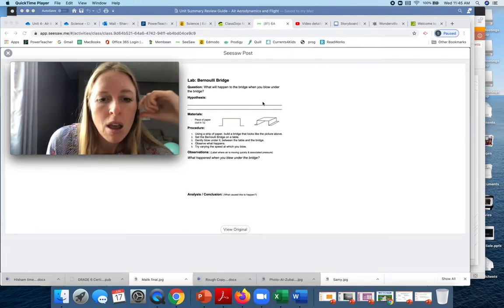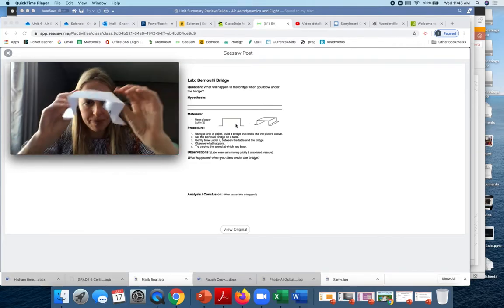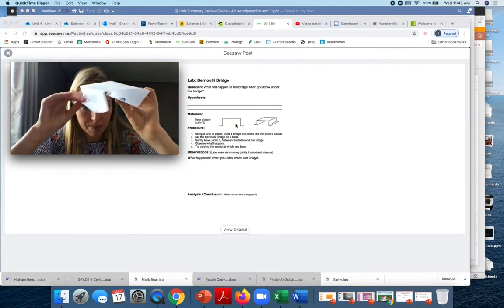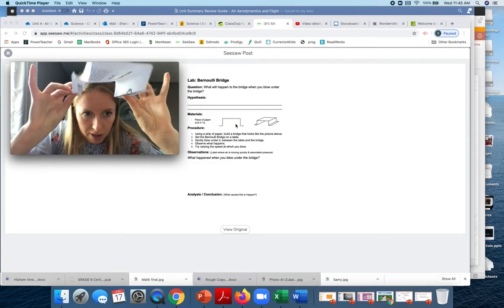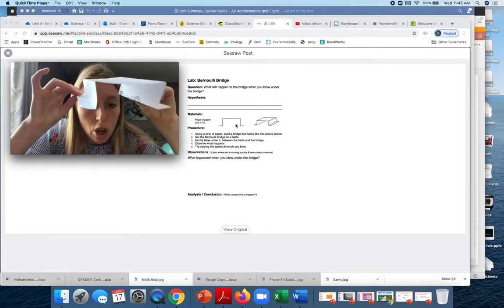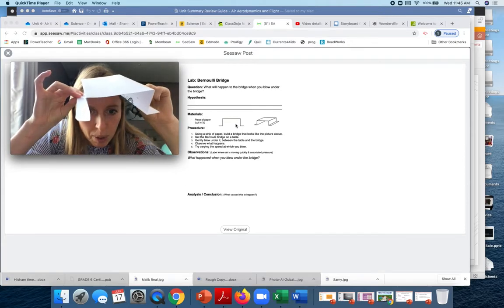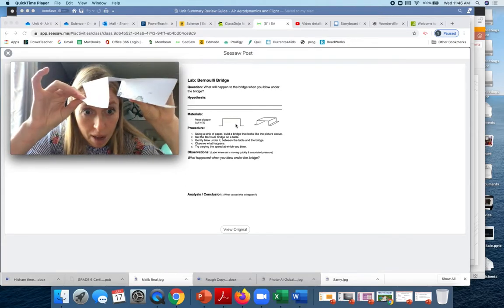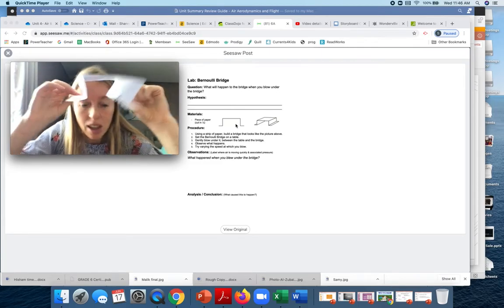Then you needed to cut a piece of paper like this, and then you need to fold it like this. I was not going to tell you how to do this because you need to be able to figure this out. Step number 1 is using a strip of paper, build a bridge that looks like the picture above. Ta-da! Number 2, set the bridge on a table. Gently blow under it, between the table and the bridge. Step number 3, some people didn't even do that.